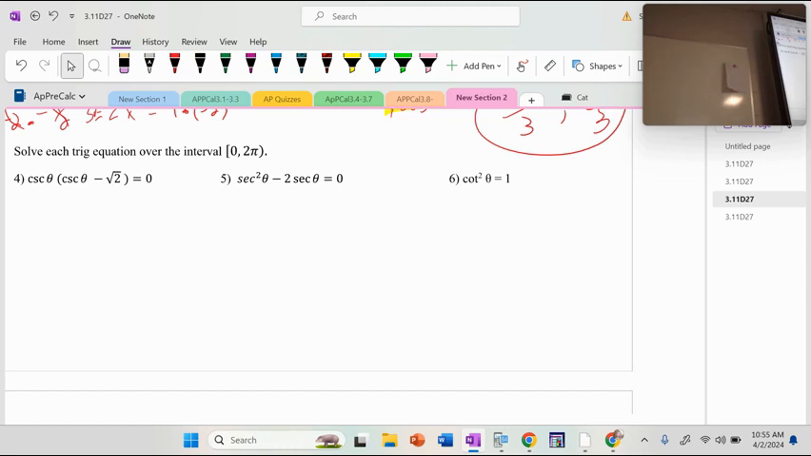Never answer 2π. If that's an answer, it's always 0 instead. 0 and 2π are the same angle. They're coterminal. That's the same angle twice.